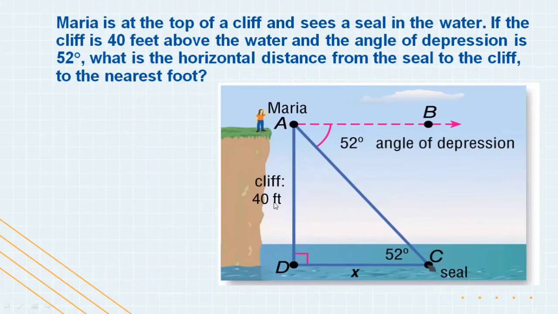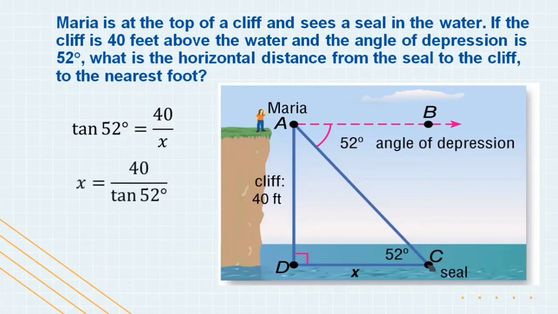So we have here our given. The height of the cliff is 40 feet and the angle of depression is equal to 52 degrees. So what trigonometric function are we going to use? Very good. So we're going to use, again, tangent. And that would be tangent of 52 degrees is equal to the opposite side, which is 40 feet, divided by the adjacent side, which is represented by our x. So using cross multiplication, that is x equals 40 divided by tangent of 52 degrees. So using your calculator, 40 divided by tangent of 52 degrees is equal to 31.3 feet.